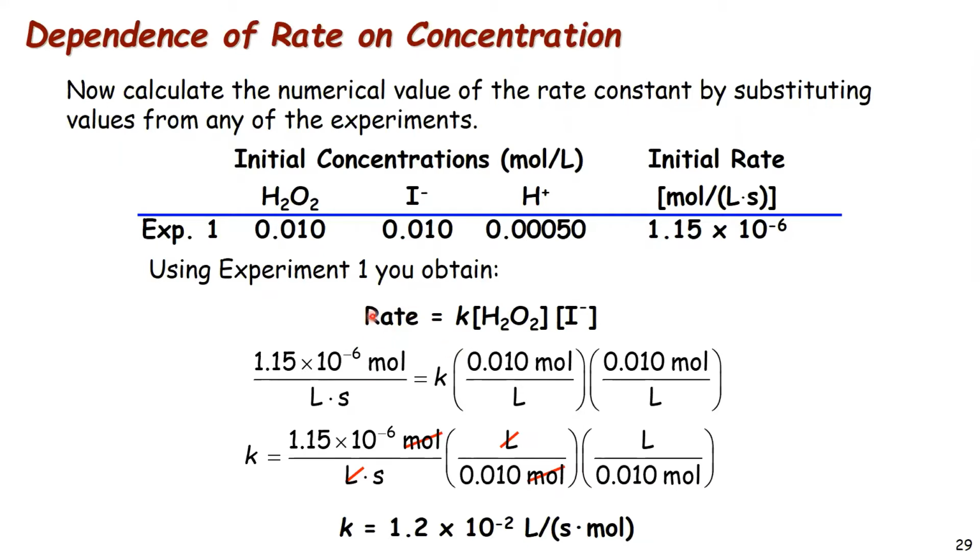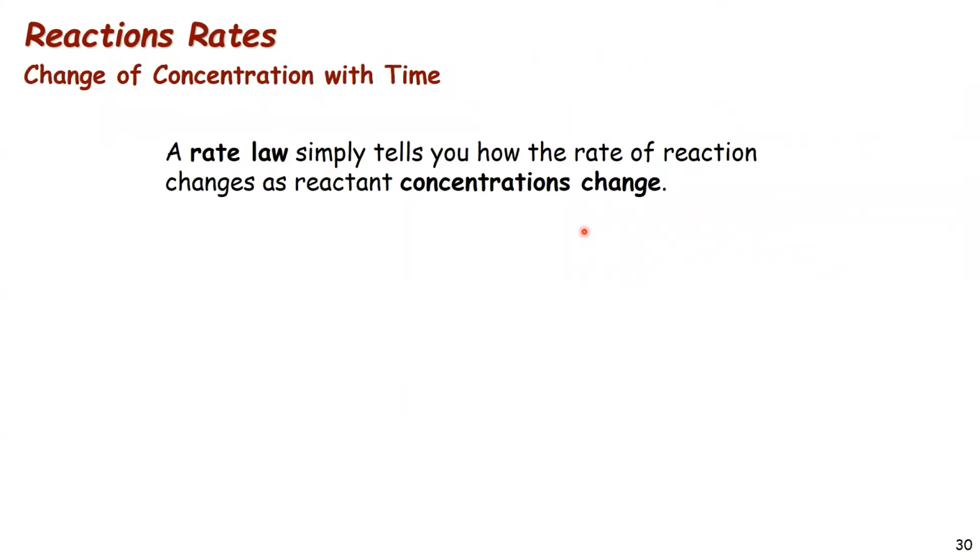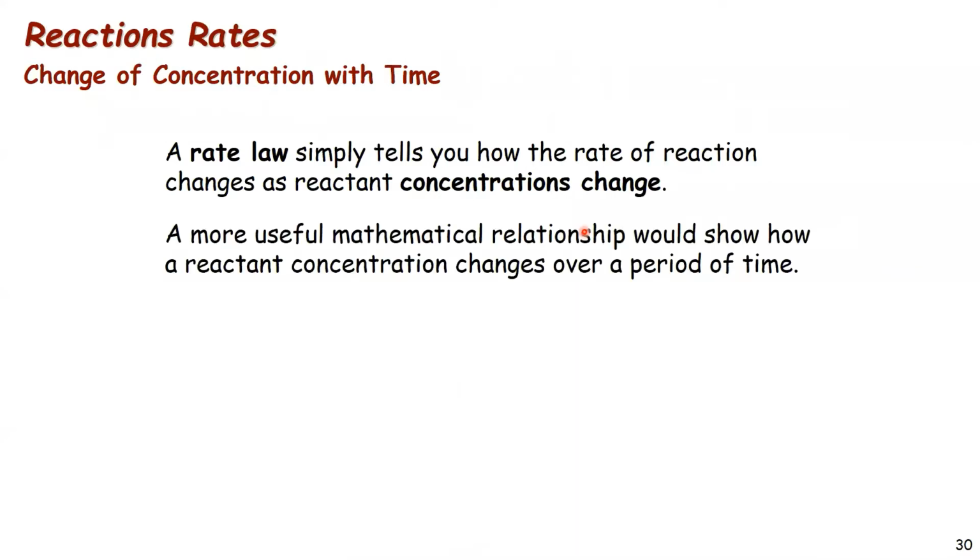Again, we know this is the change in concentration with time, but explicitly, there's no way to determine how much of the reactants I have after a given amount of time. Okay? So, how does it change with time? Well, a more useful mathematical relationship would show how the concentrations and time correlate to one another. So, for example, let's say I have a reactant A and it's just decomposing.